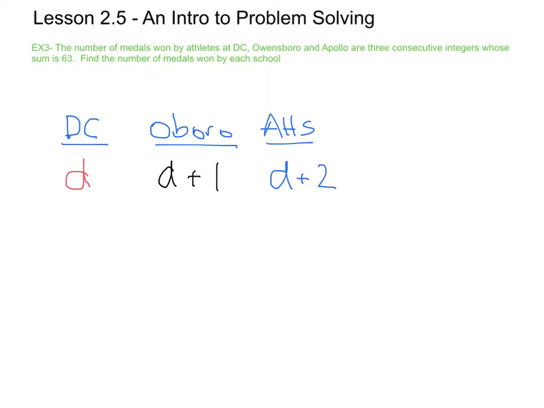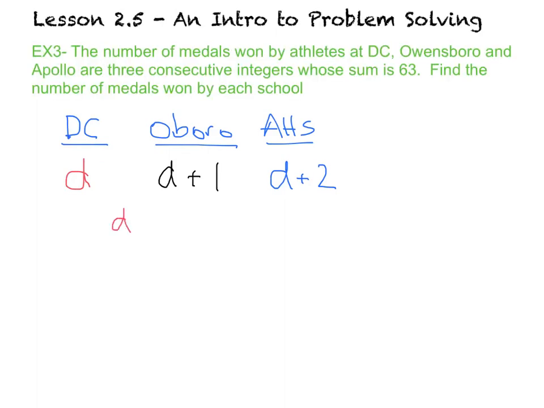So this gives us an idea of how many each team won. So now it comes down to solving this. We know if you take all of the medals won by all 3 schools, they add up to 63. Sum means addition, so they add up to equal 63. So what we can say is we can go D plus D plus 1 plus D plus 2 equals 63.